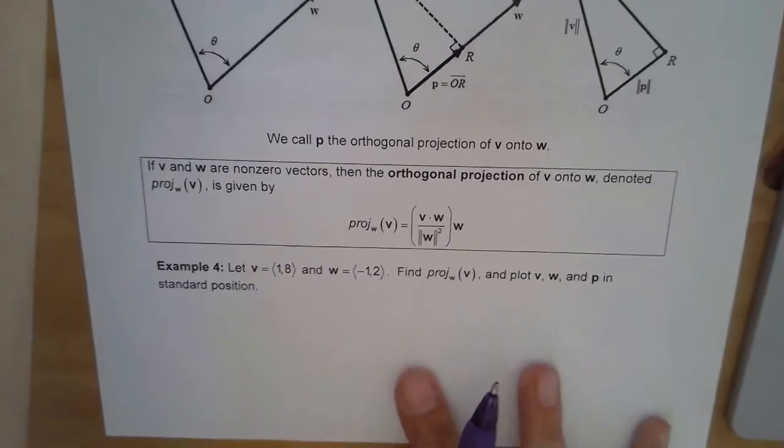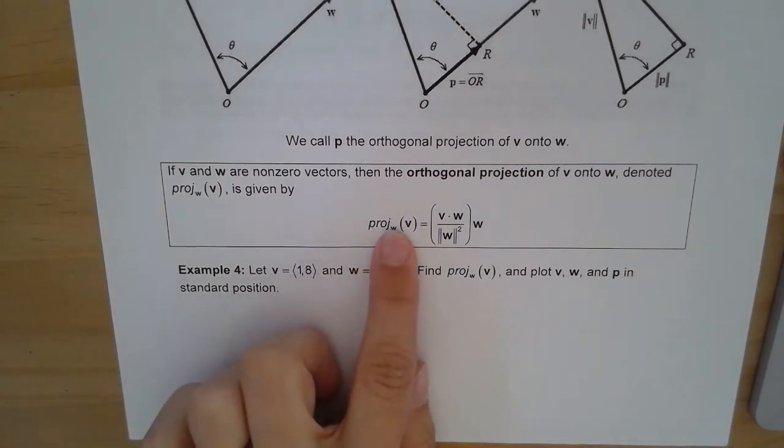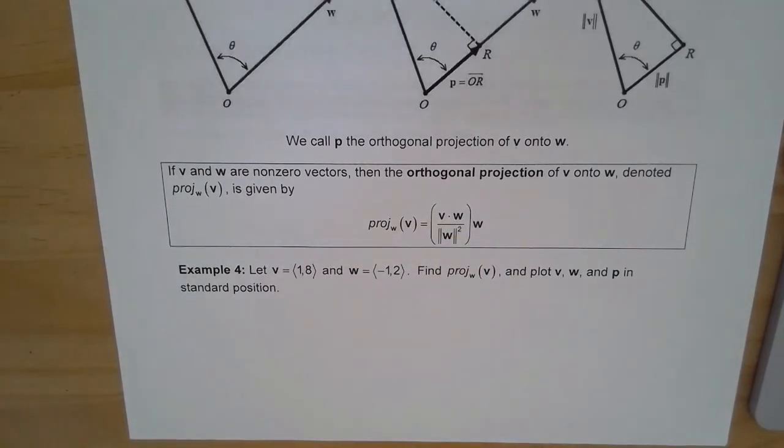Alright, so what does that do? Well, if v and w are non-zero vectors, the orthogonal projection of v onto w is denoted by this. So the projection. Okay, we are actually finding the projection, and we're going to draw it out.